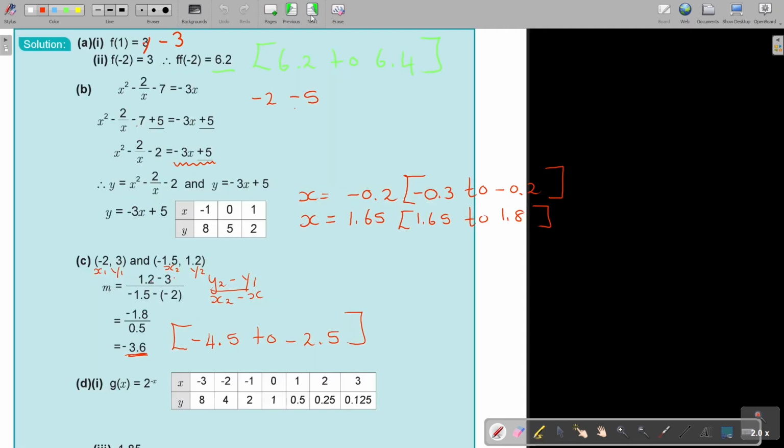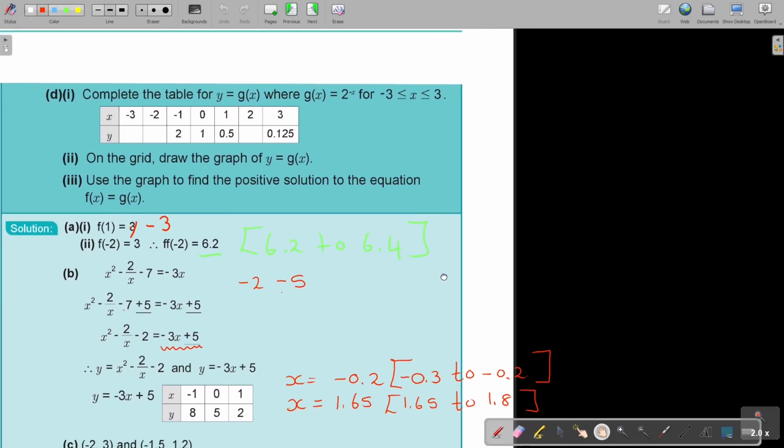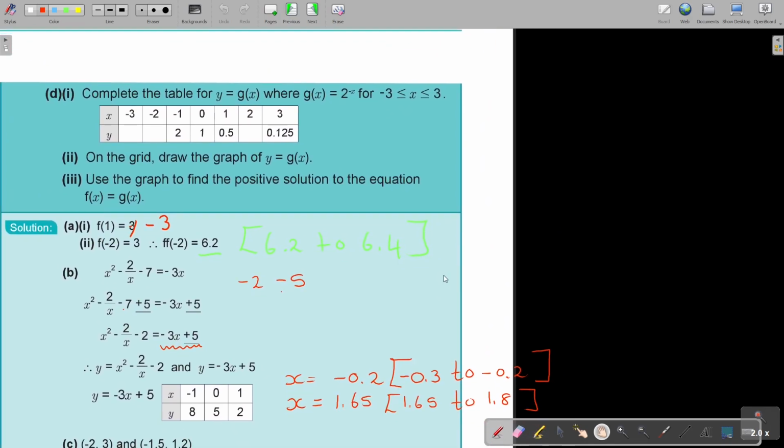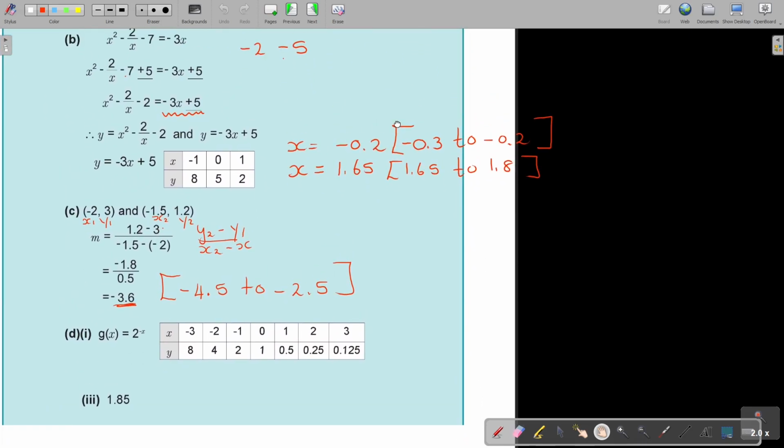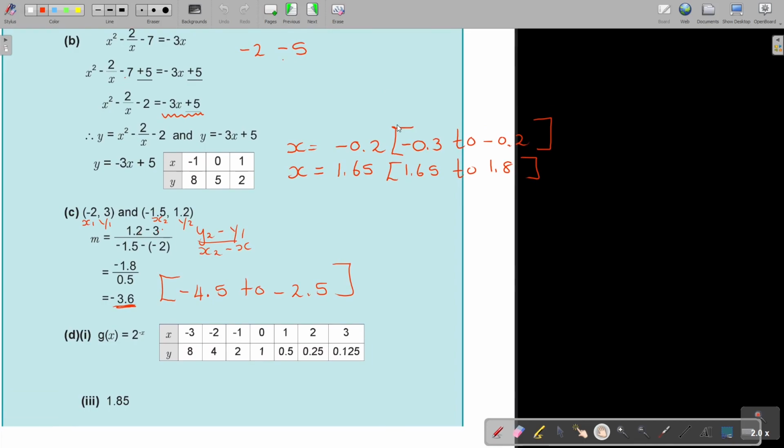Let's just move up. So complete the table. Then I bring another function in, and it's from negative 3 to 3. So we're just going to substitute it there in 2 to the power of negative x. If it's 2 to the power negative 3, it's going to be 2 to the power of 3, and that's 8. And then this one is 2 to the power 2, which is 4, and I just complete all.